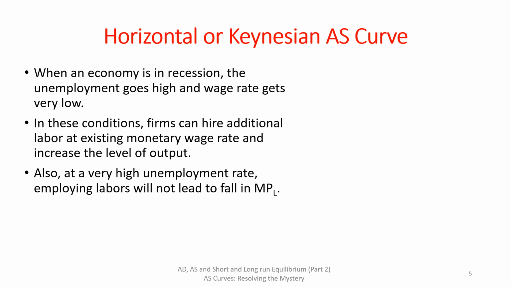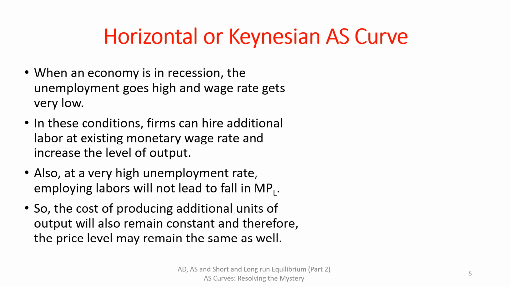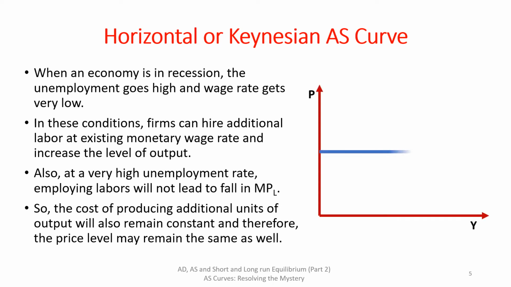So, the cost of producing additional unit of output will remain constant and therefore the price level may remain the same as well. This leads to horizontal aggregate supply curve as shown in the diagram. This idea is rooted in the Great Depression of 1930s and applies to recession period only. With this aggregate supply curve, any shift in aggregate demand causes output level to change while the price level remains fixed.